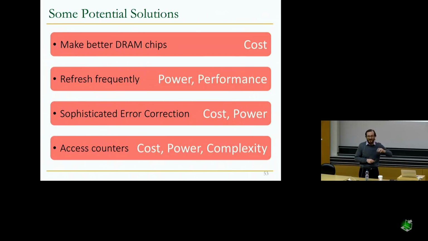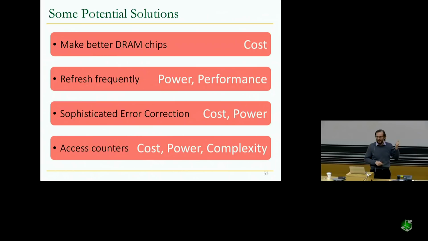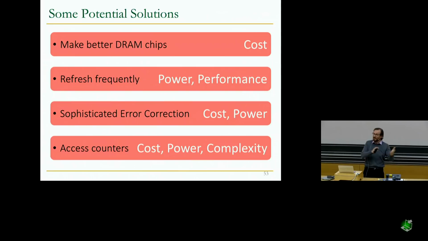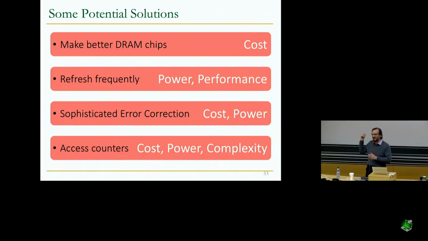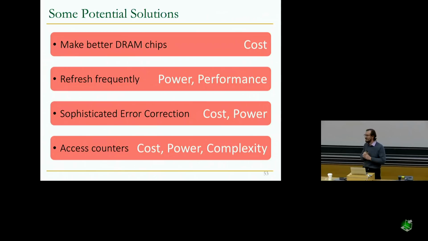So another solution could be, you can detect this perhaps, right? If somebody is hammering a row, maybe you add counters in the hardware or in the software that keep track of how many times you're accessing a row repeatedly. And if it becomes suspicious, if it becomes greater than a threshold, you say, oh, somebody's doing this hammering. So I'm going to prevent more accesses to this row. That doesn't sound too bad.